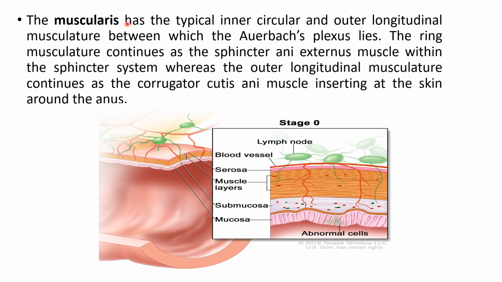The third layer is the muscularis layer. It has a typical inner circular layer and outer longitudinal layer, in between which the Auerbach plexus lies. This is the muscle layer. And the last is the serosal layer.